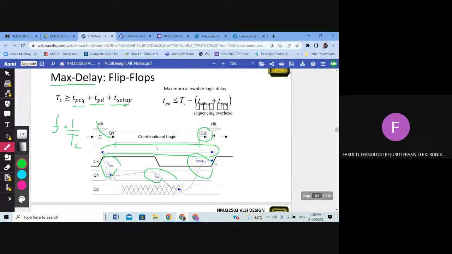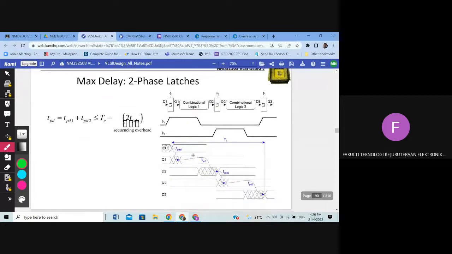Previously in your study, we have discussed this. You see the clock, then the TC is from here to here. For the detailed one, TC includes the TPCQ, because we have the element of the first flip-flop, and then TPD, the delay inside the combinational logic, and also the setup time before we enter the next flip-flop.